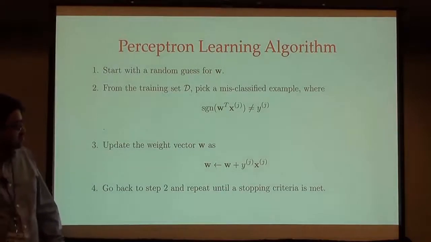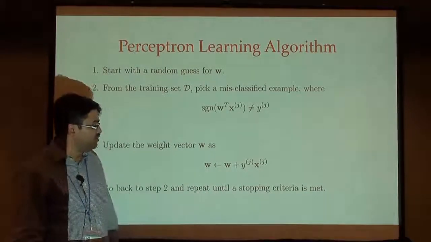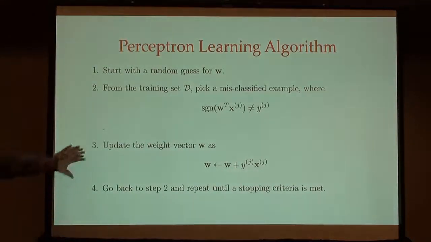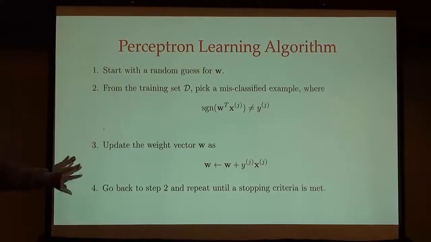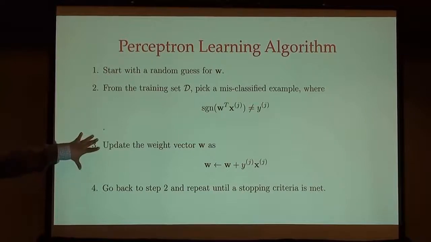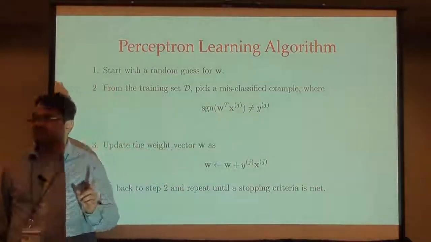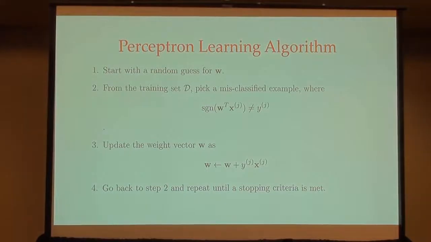Now the question is, what is the stopping criteria? So in practice, it should be some bound on the number of iterations. This simple algorithm is guaranteed to converge, and there's a proof that it will converge. If your data is linearly separable, it is guaranteed to converge. Okay? But the key point that I want you to notice here is that you're working with one example at a time. Okay? You're not looking at all the examples.